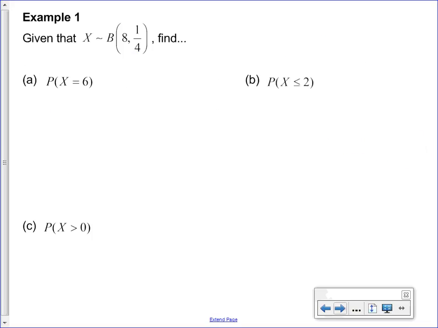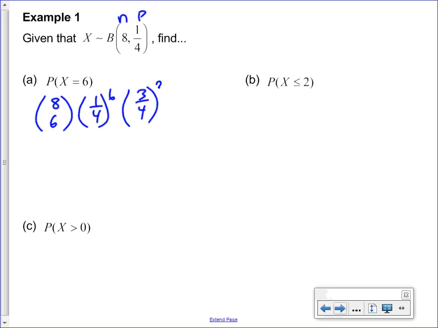Given that X has a binomial distribution with n being 8 and the probability of success being 1/4, the probability that X is equal to 6, right? So you would just go 8 choose 6, and then 1/4 is the success to the 6th power. What would failure be? 3/4, yeah. And then what's left over? 2. 3/4 squared. That's it. And then you would just get the decimal for that.